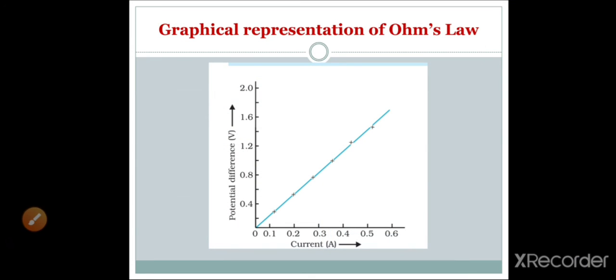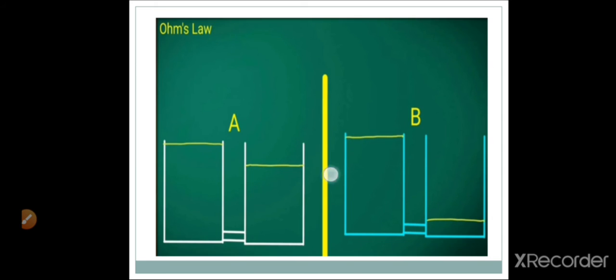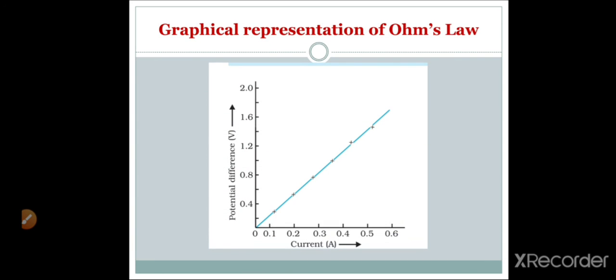So here is the graphical representation of Ohm's law. As V and I both are directly proportional to each other, if we plot this potential difference V on the y-axis and current I on the x-axis, then the graph goes like this. It goes in the form of a straight line here.